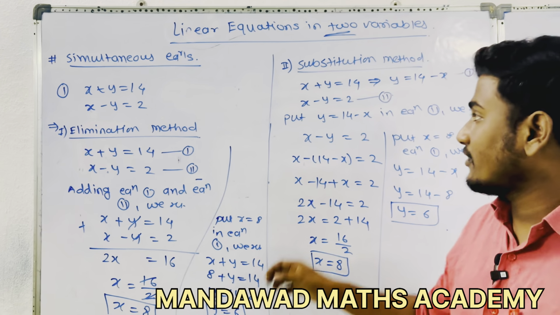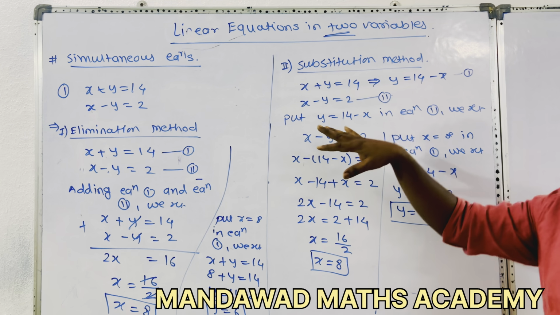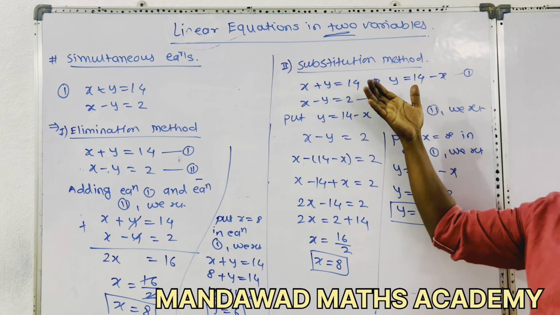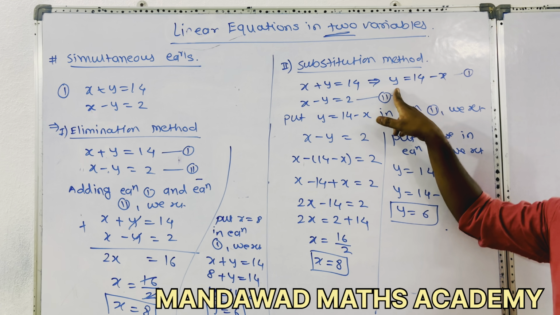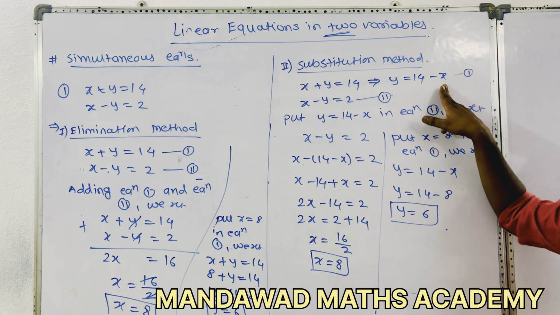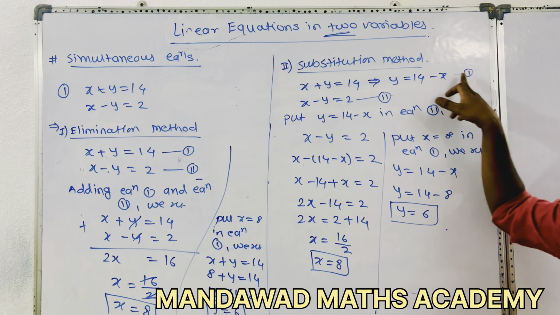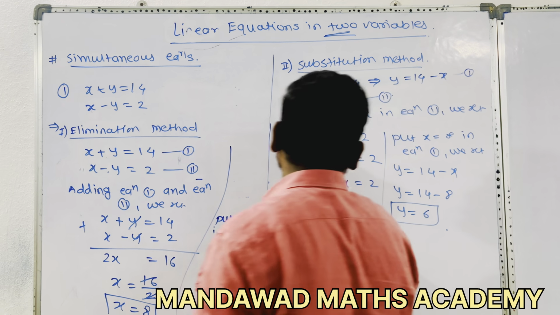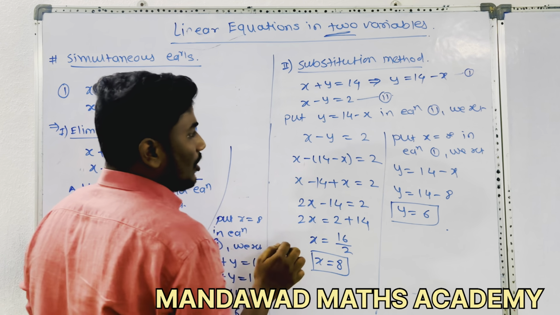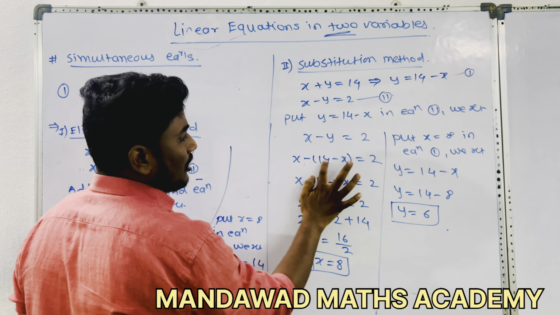Substitution method means you can find the value of x and substitute in the other equation, or find the value of y and substitute in the other equation. Suppose I want to find the value of y equal to 14 minus x, equation number 1, and substitute this in equation number 2. What do we get? What is equation number 2? x minus y equal to 2. Substitute here the value of y, 14 minus x.